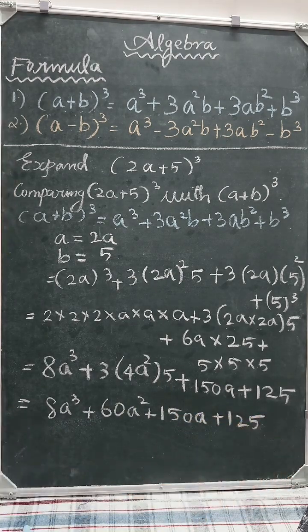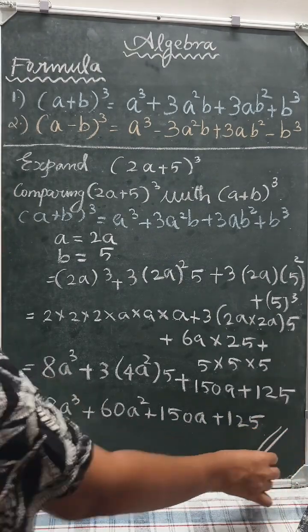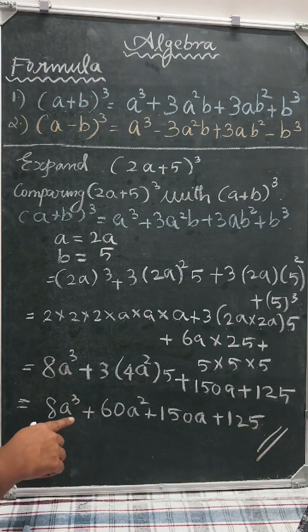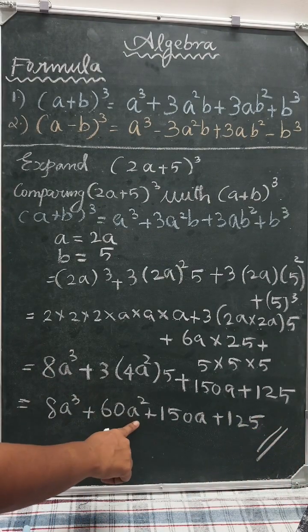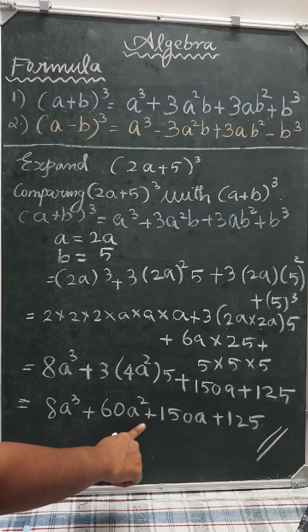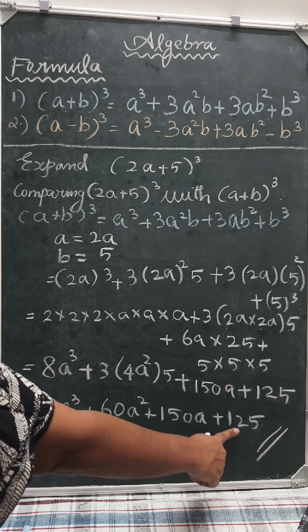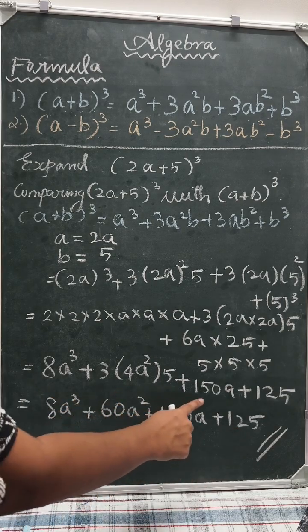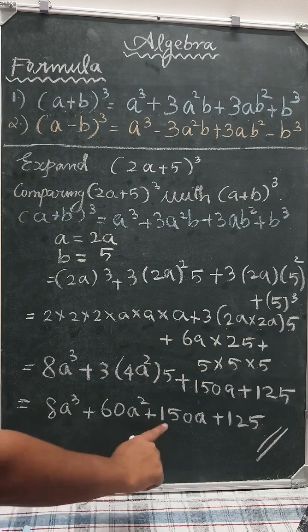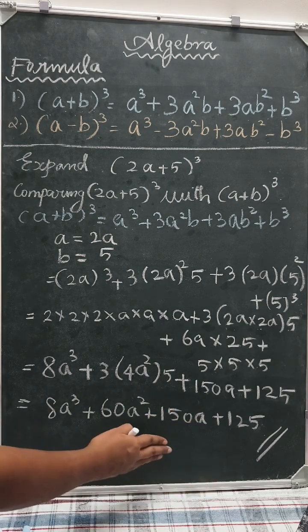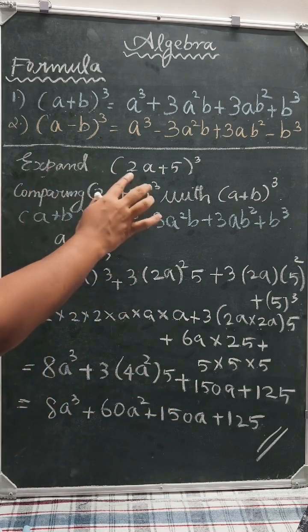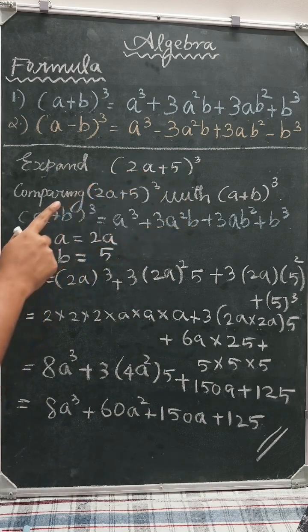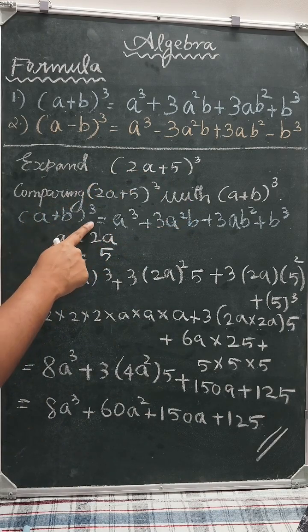And I think we can conclude here, because we cannot add: here there is a cube and here a square. So this is not the same variable, and here we have a constant. So a³, a², a we have. So we cannot add, so we can leave it as such. So this is the answer for expand (2a + 5)³ by using the formula (a + b)³. Okay.